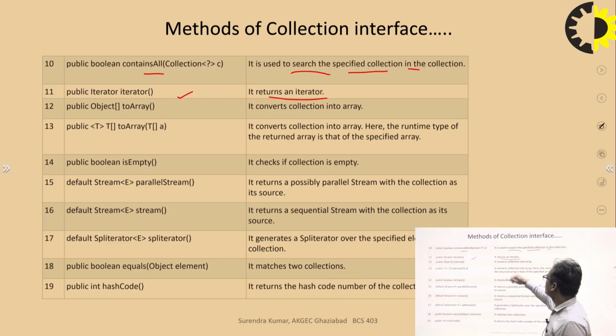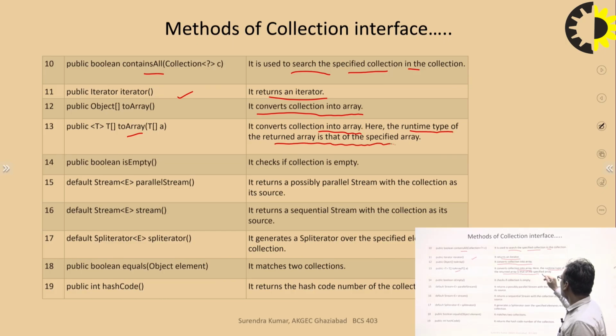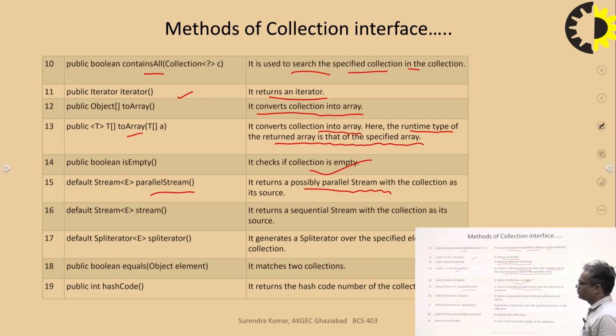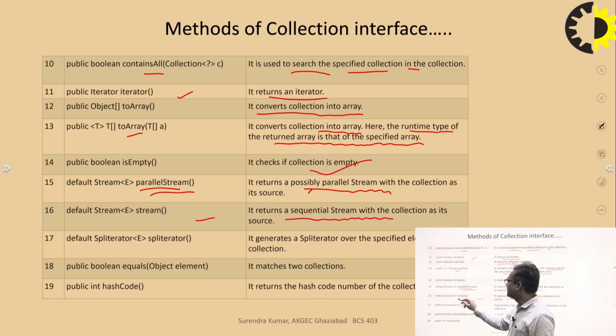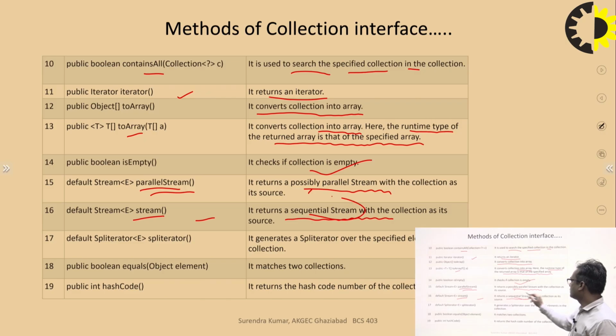Iterator basically returns the iterator. toArray converts the collection into an array. If you are using toArray, it converts the collection into an array, where the runtime type of the returned array is that of the specified array. Boolean isEmpty checks whether the collection is empty or not. parallelStream returns a possibly parallel stream with the collection as its source for parallel processing. stream returns a sequential stream with the collection as its source. So if you call parallelStream, it will be parallel. If you call stream, it will give you the sequential stream only.